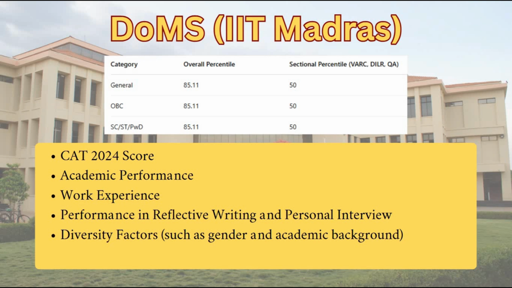There is also a sectional percentile involved here, as in across the sections you need to have a minimum of 50 percentile, right? So the exact composite score calculation is not yet revealed for IIT Madras, but factors like CAT 2024 score, academic performance, work experience, and diversity factors such as gender diversity, academic diversity, etc. are being considered. Along with the PI, there is also a reflective writing round, which is similar to the VAT, I believe, right? So your performance in the reflective writing and personal interview are also considered.